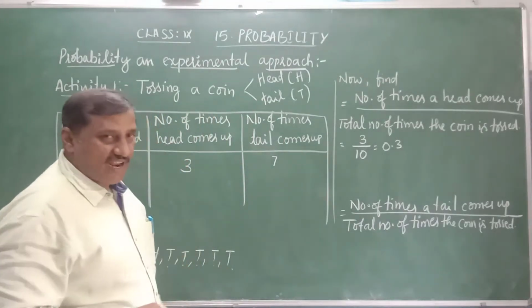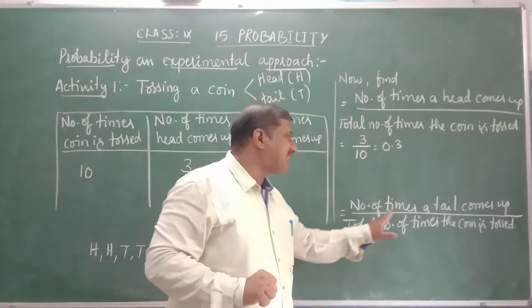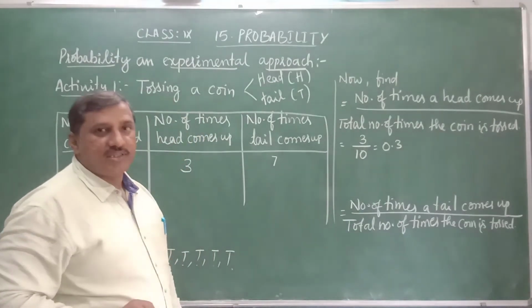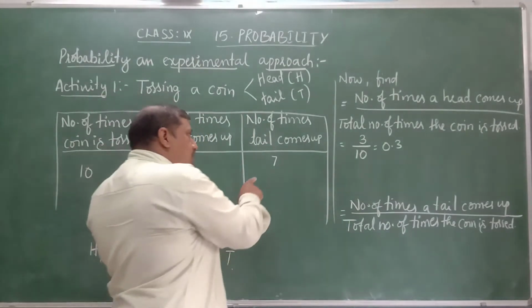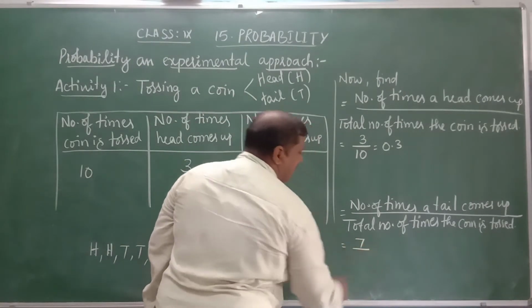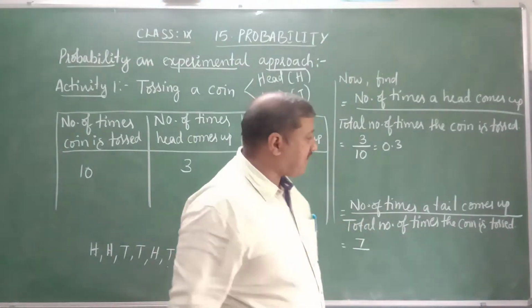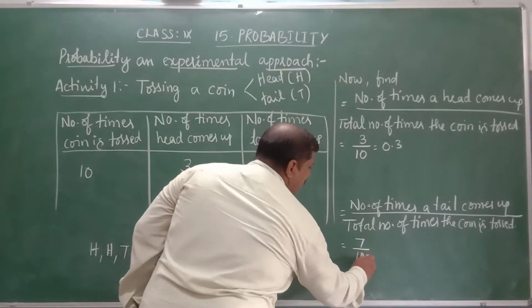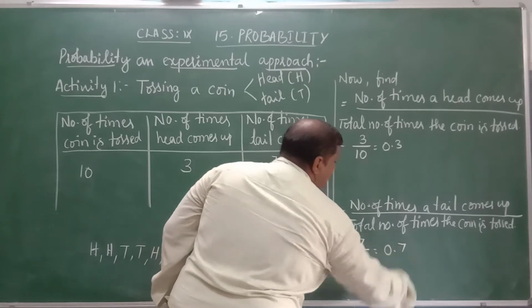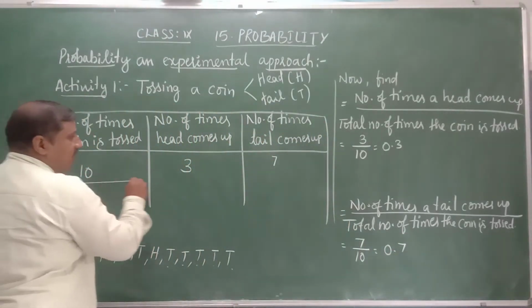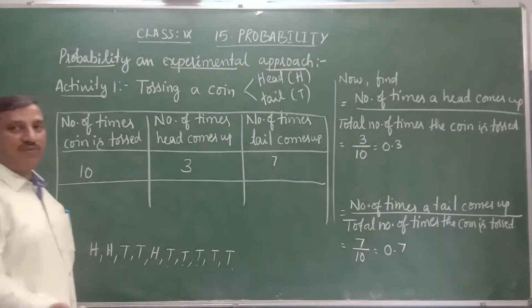The second fraction is the number of times a tail comes up divided by the total number of times the coin is tossed. So how many times did we get tail? It is 7 times. Therefore it is 7 divided by the total number of times the coin is tossed. It is 10. So what we get is 0.7.